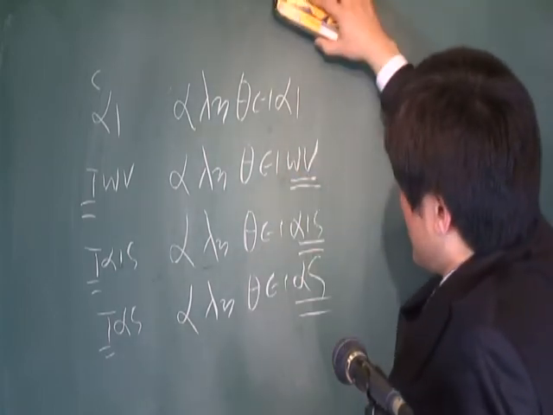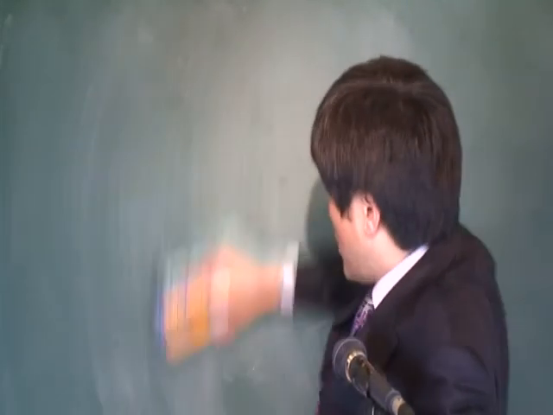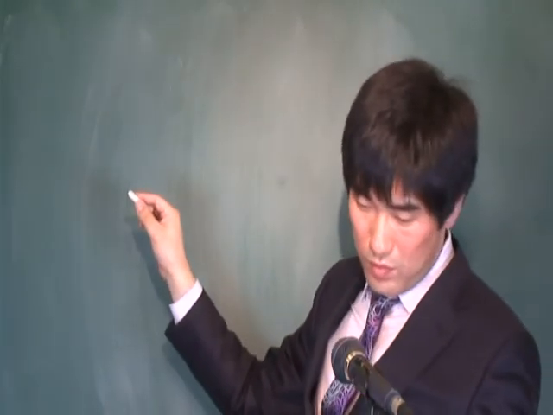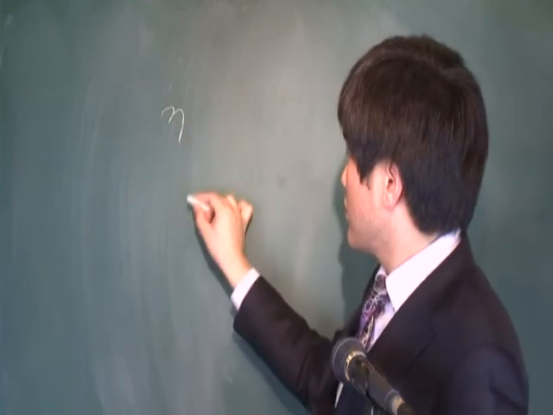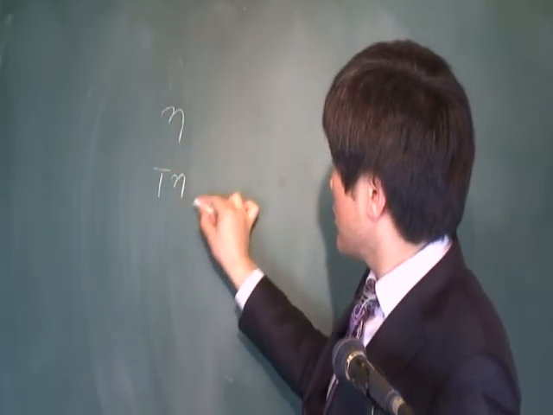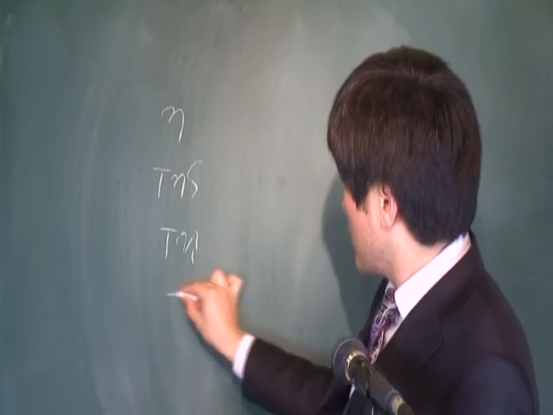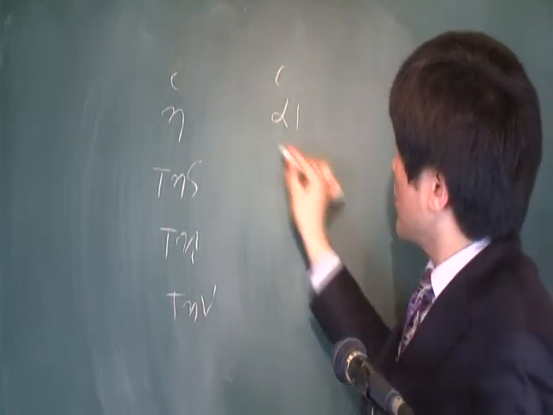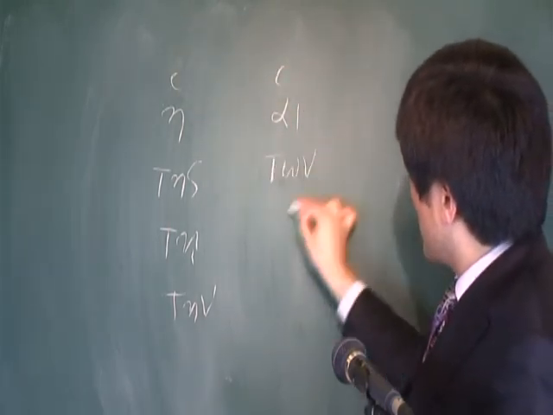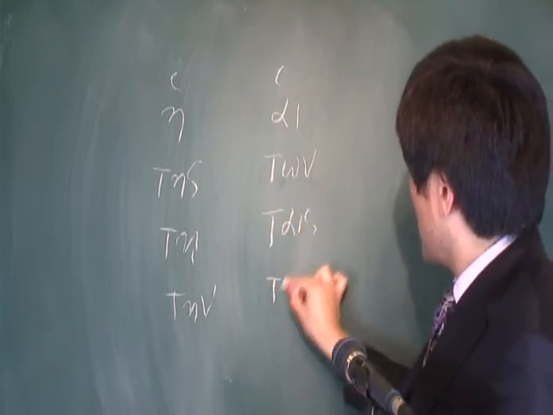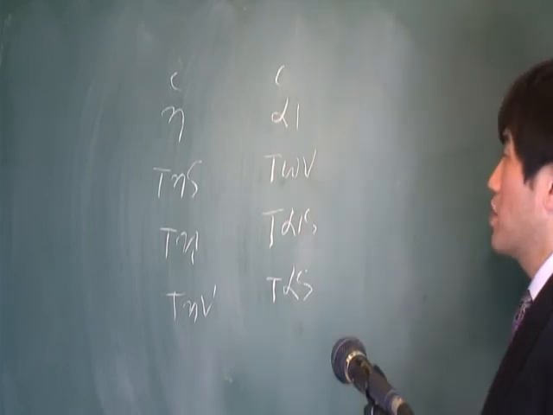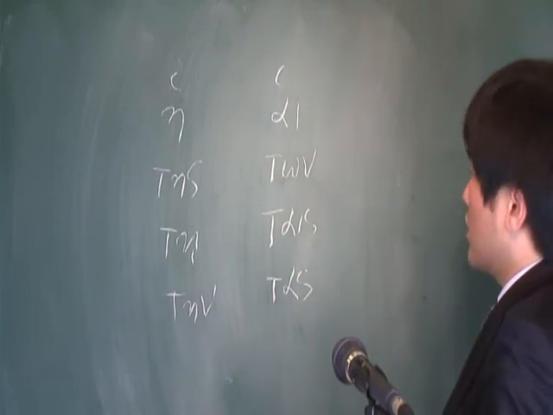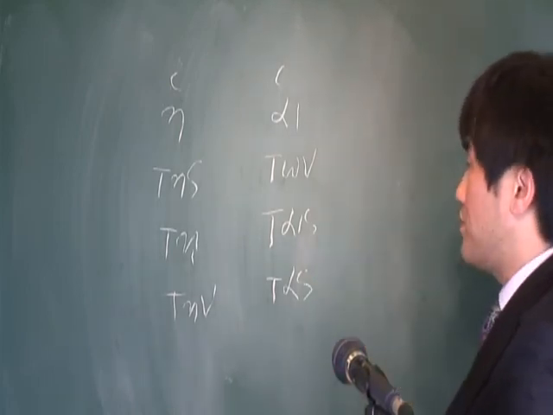Now let's read through all of them. Ho, he, to, hoi, hai, ta, tou, tes, tou, ton, ton, ton, to, te, to, tois, tais, tois, ton, ten, to, tous, tas, ta.